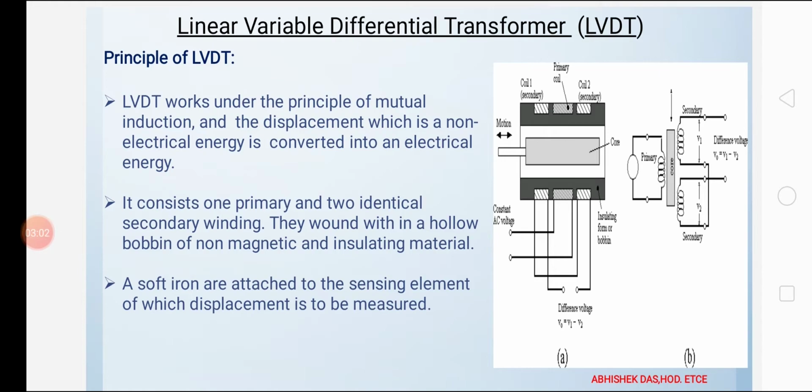Now our important topic is the linear variable differential transformer. This is an inductive transformer or inductive transducer. The transformer action type transducer is basically a linear variable differential transformer. This is the most widely used inductive transducer for converting linear position into an electrical signal. It is a mutual inductance type transducer with variable coupling between the primary and the secondary.